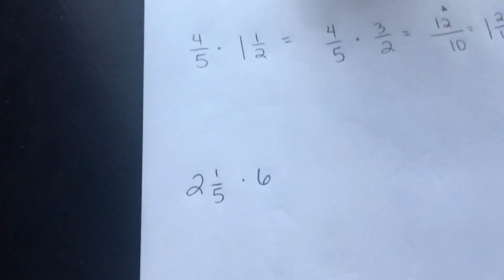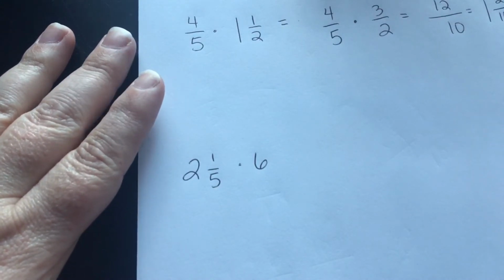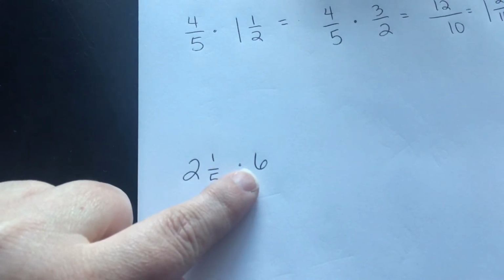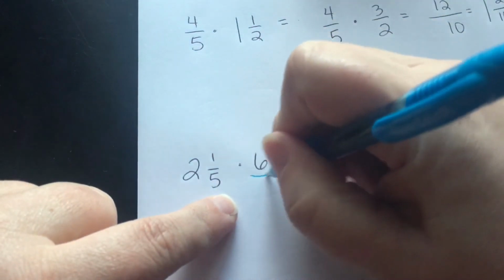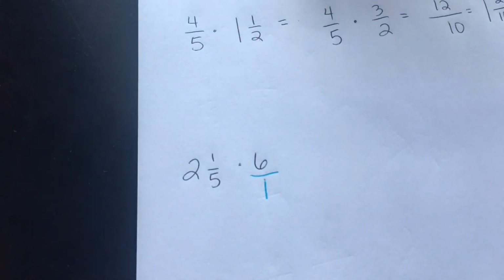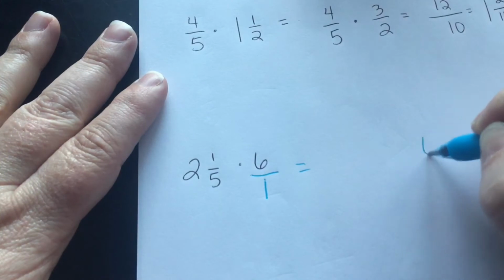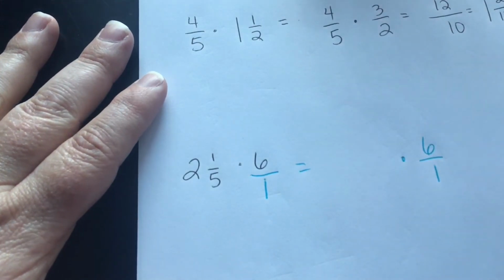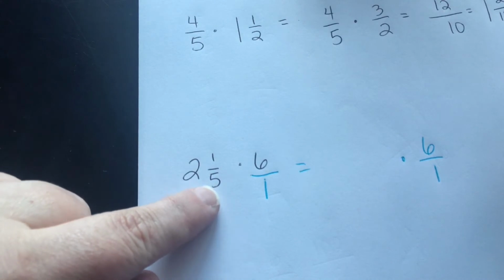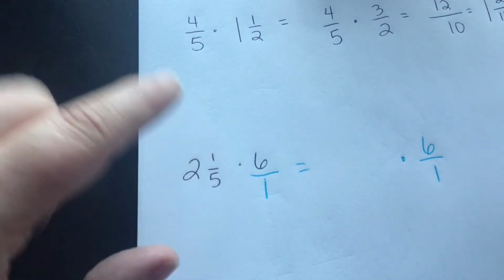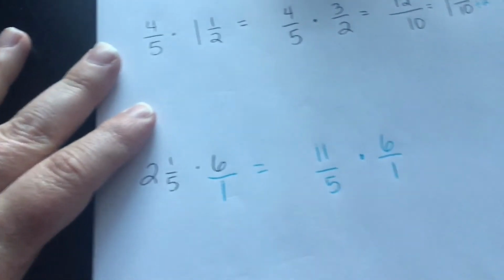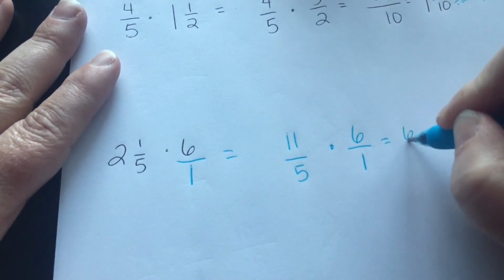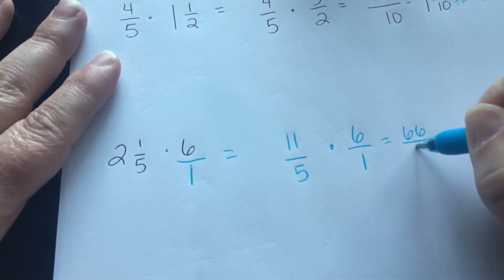All right, next one, 2 1/5 times 6. Well, first of all, this is not a fraction. It is a whole number. I cannot multiply fractions unless I actually have fractions. So what I'm going to do is put a 1 under it. Now it's a fraction. That's it. So something over, or times, 6 over 1. So here I need to unmix. 5 times 2 makes 10, plus 1 makes 11. So 11 fifths times 6 over 1. 11 times 6 gives me 66. 5 times 1 gives me 5.